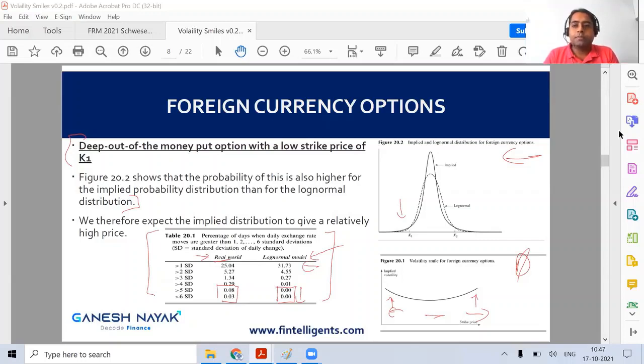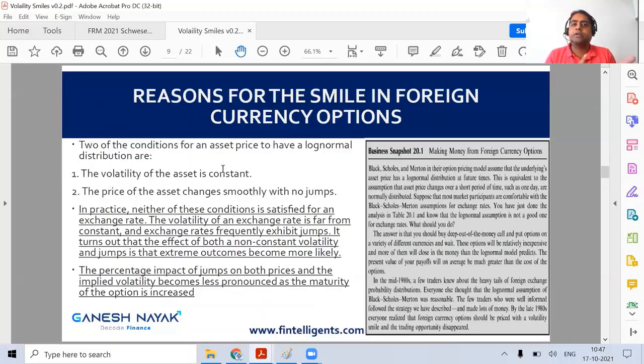Any more doubts till this foreign exchange part? Because there's one more section connected to foreign exchange, why we see this tail being heavy. And for the exam, you should remember that tail part. I hope everybody is good till here. Okay. Now taking you towards the next slide. One second. And I'll connect it back to the book also.